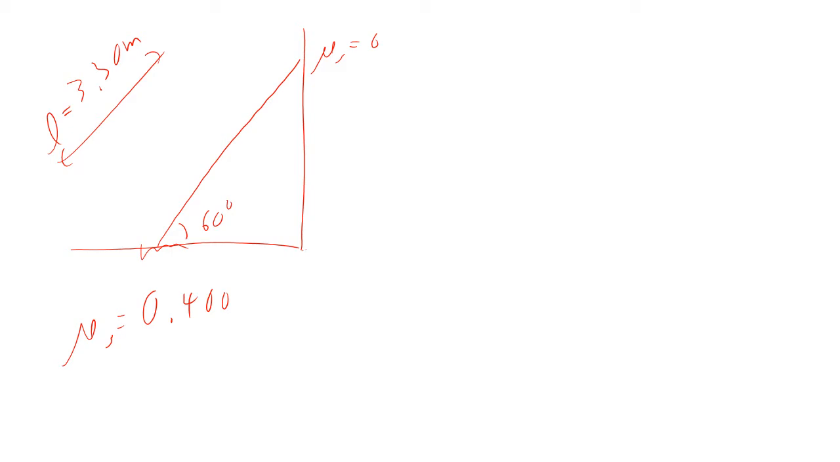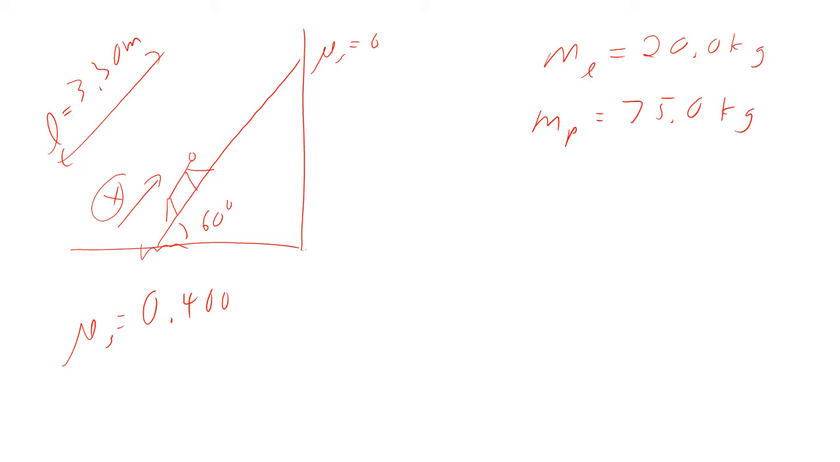And then we're going to say that the mass of the ladder is 20 kilograms. Now we have a person who starts climbing the ladder. The mass of the person, let's say, is 75 kilograms. The question is, how far up the ladder, X, can the person go before the bottom of the ladder slides out from under them?